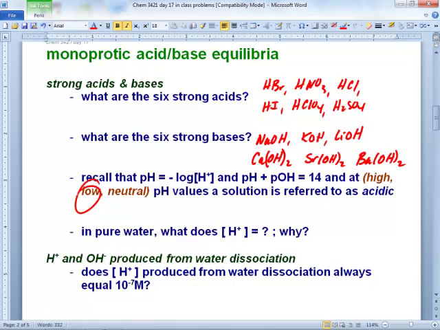Now, how do you know it's 1 times 10 to the negative 7? Yeah, it's half that, Kw. Kw is 1 times 10 to the negative 14. This is how the folks are getting the answer. That has to be hydrogen ion times hydroxide. Right? Okay.